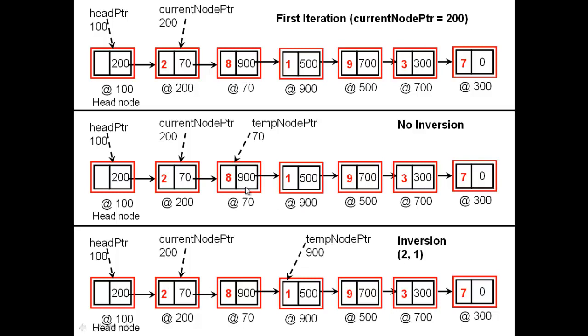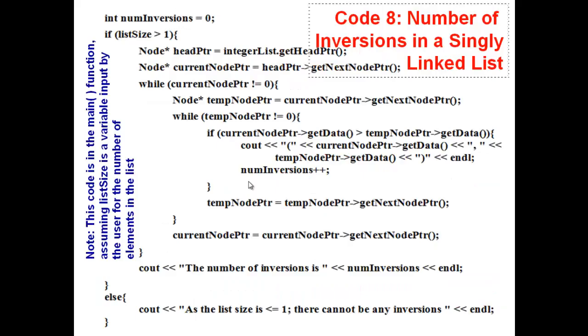For each node to which the temp node pointer is pointing, compare the data of the current node with the data of the temp node. If the data of the current node is greater than the data of the temp node, then there's an inversion, otherwise there's no inversion. So that's the overall logic. And we do all these things only if current node pointer is not null. If current node pointer is null, you simply come out of the outer while loop and just print the number of inversions that we have seen by now.